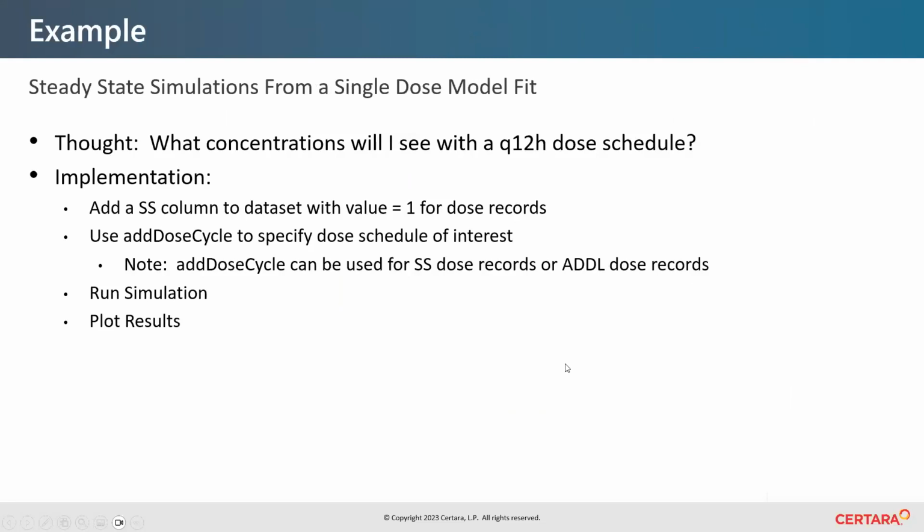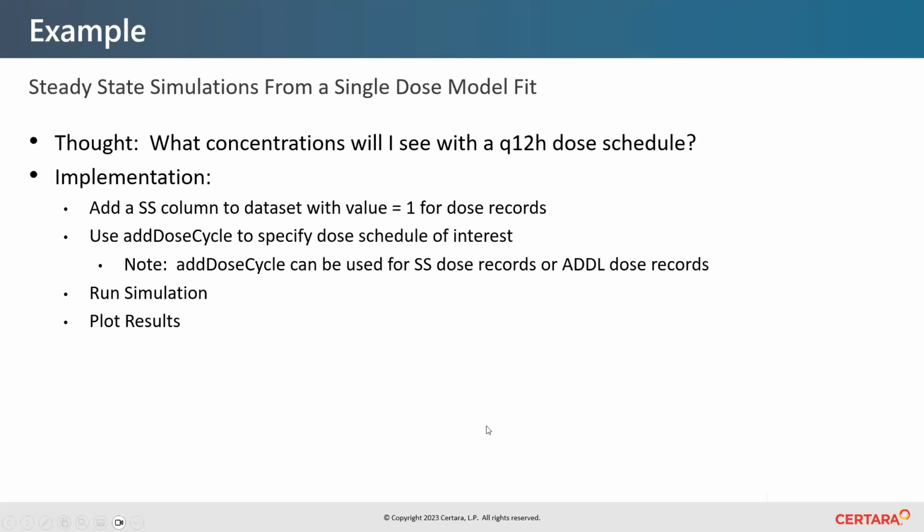So for my example, I tried to think of a representative example that would demonstrate what Mike is talking about in terms of having a thought and then being able to implement it quite easily in PML. We're going to do a steady state simulation from a single dose model fit. The thought being, all right, I have my model. What concentrations will I see with a Q12-hour dose schedule?